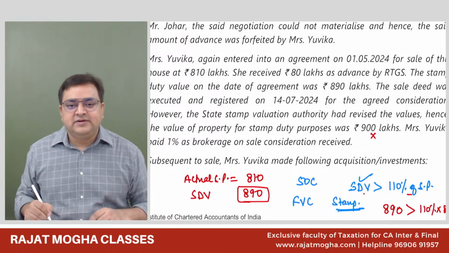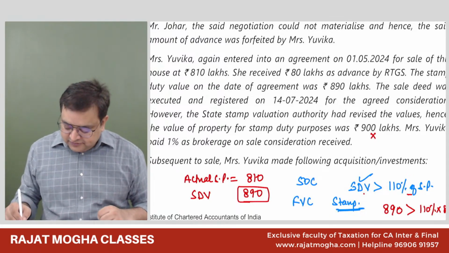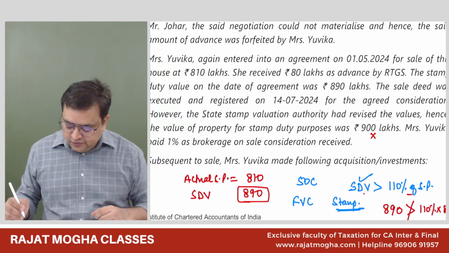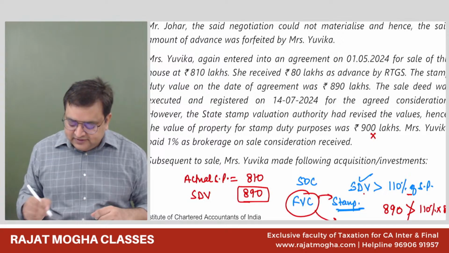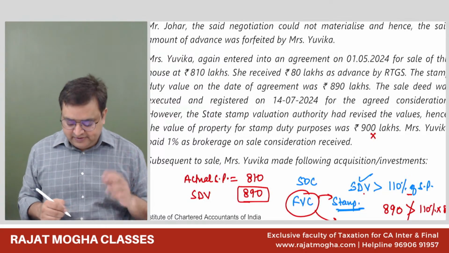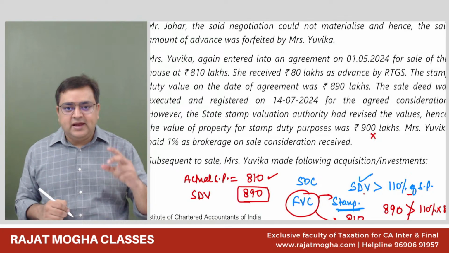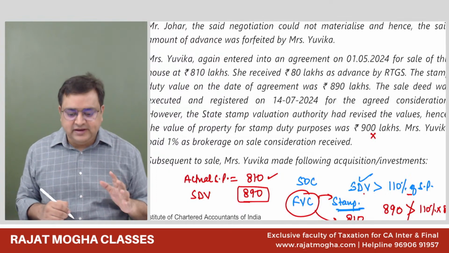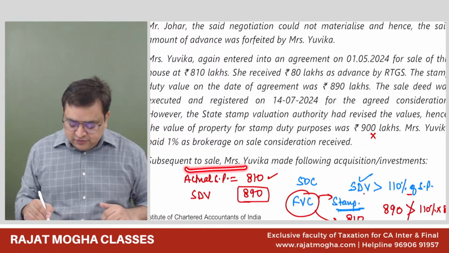So the answer comes yes or no. The answer comes no, sir. It is not more than 110%. So the answer is no. In that case, my full value of consideration would be the stamp duty value or the actual selling price? Actual selling price. How much would it be? 810. So when I'll be computing my capital gain, my full value of consideration would be the actual selling price, 810.